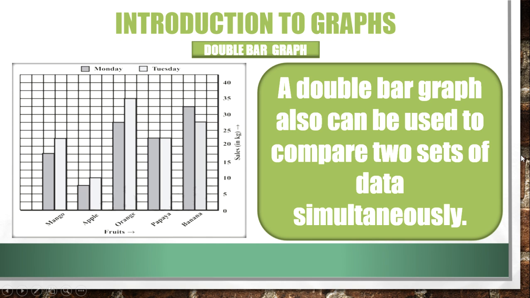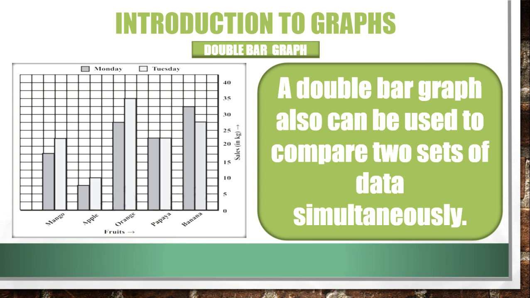Let us see the next type, that is double bar graph. A double bar graph also can be used to represent data. Here we compare two sets of data simultaneously. For example, here we are representing the sales of the various fruits on 2 days, that is Monday and Tuesday. So the sale of mango, apple, orange, papaya, banana on Monday and Tuesday, simultaneously we have shown using double bar graph.